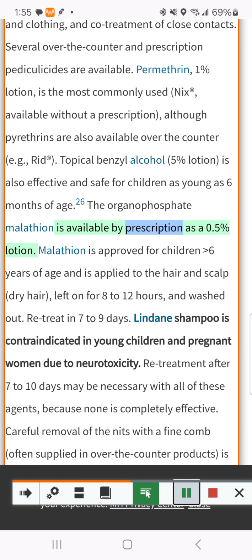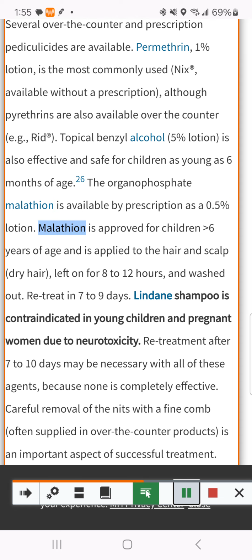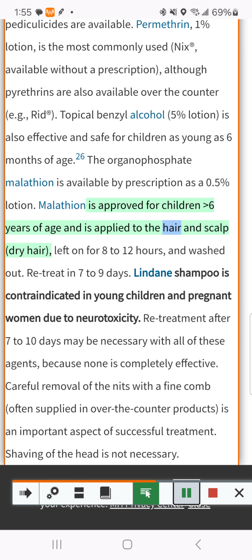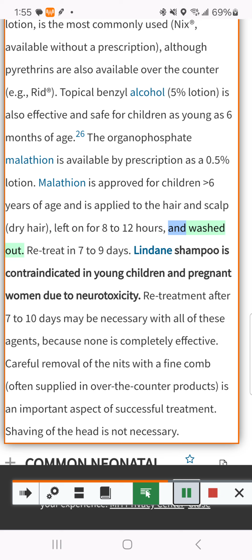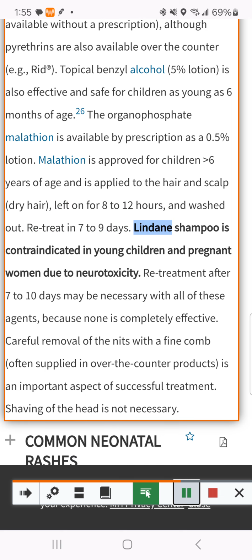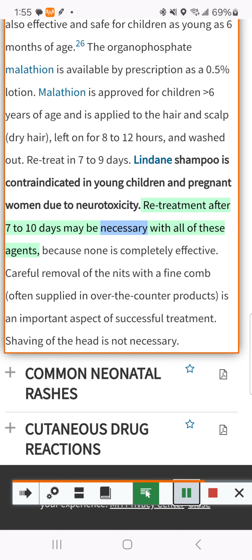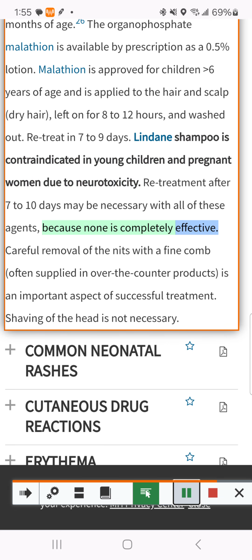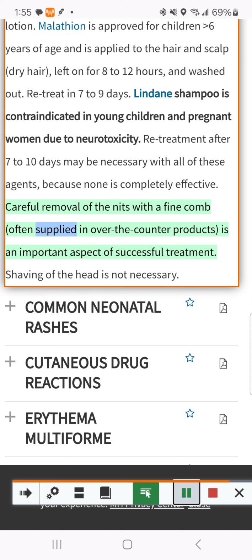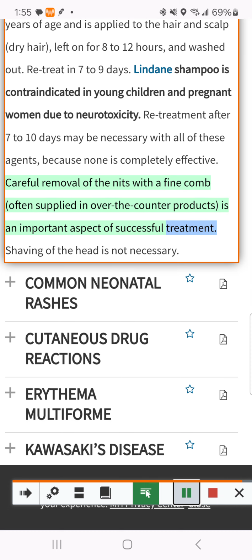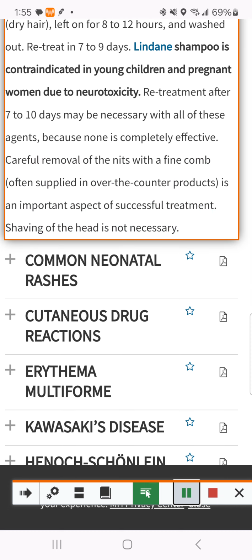The organophosphate malathion is available by prescription as a 0.5% lotion. Malathion is approved for children greater than 6 years of age and is applied to the hair and scalp, dry hair, left on for 8 to 12 hours, and washed out. Retreat in 7 to 9 days. Lidocaine shampoo is contraindicated in young children and pregnant women due to neurotoxicity. Retreatment after 7 to 10 days may be necessary with all of these agents, because none is completely effective. Careful removal of the nits with a fine comb, often supplied in over-the-counter products, is an important aspect of successful treatment. Shaving of the head is not necessary.